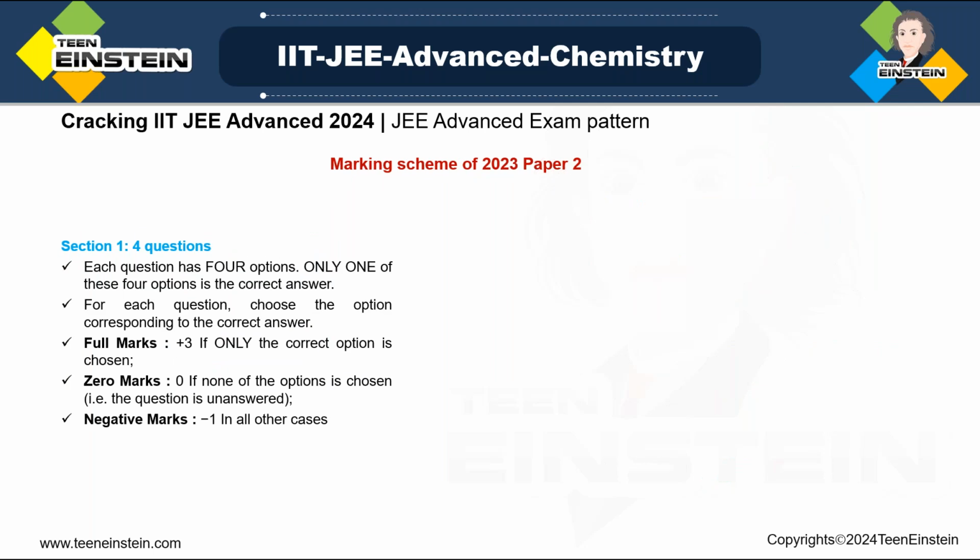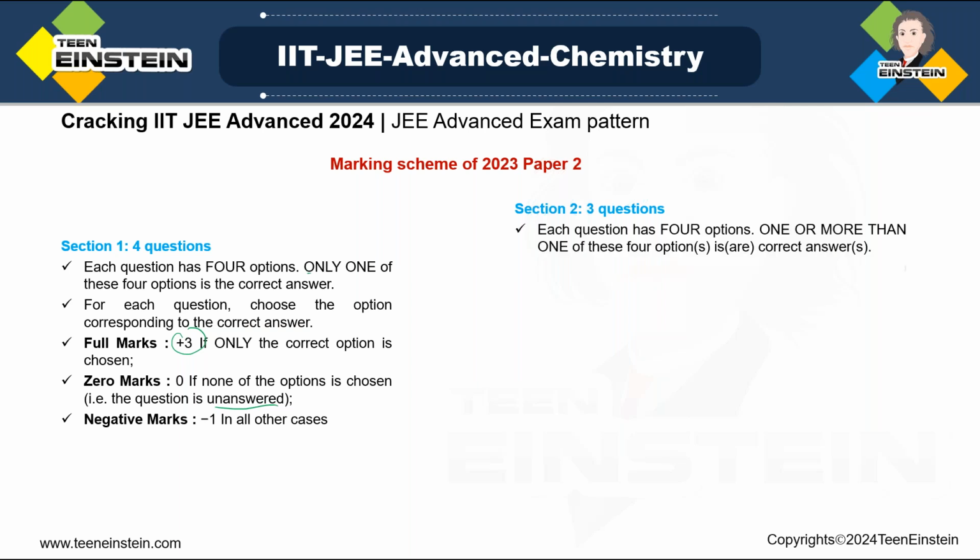For paper 2, section 1, see, this type of pattern we have already seen in paper 1, right? That is only one option is correct, and you will be given full marks if you choose the correct one, 0 if it is unanswered, and negative marking if you choose an incorrect option. Then section 2, where we have 3 questions. Now here one or more than one option will be correct.